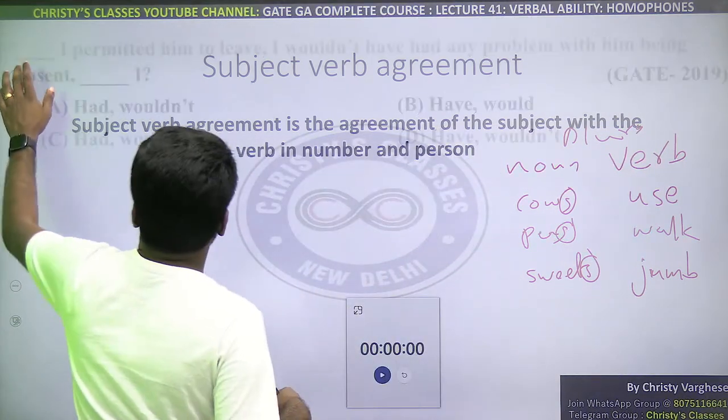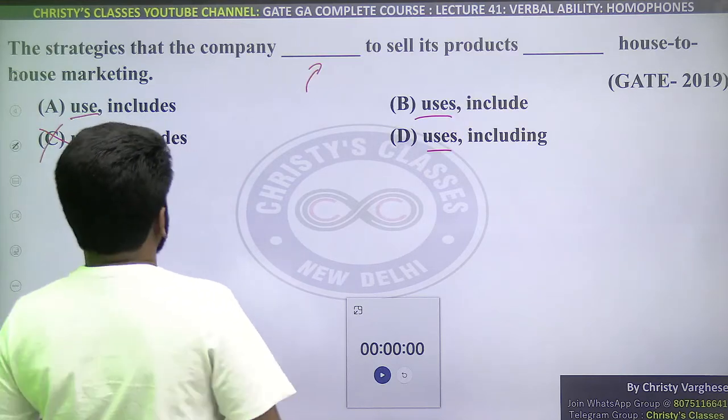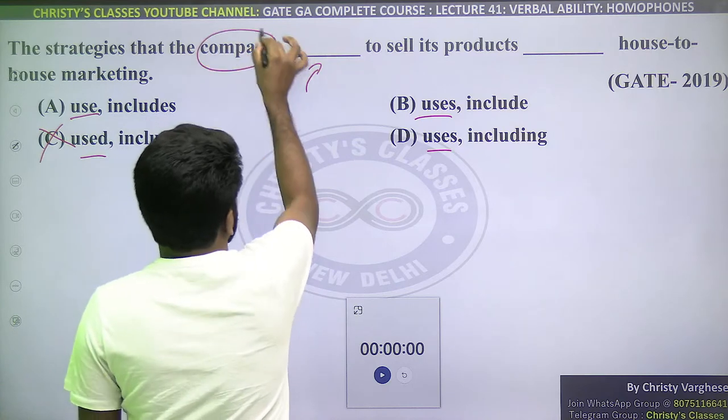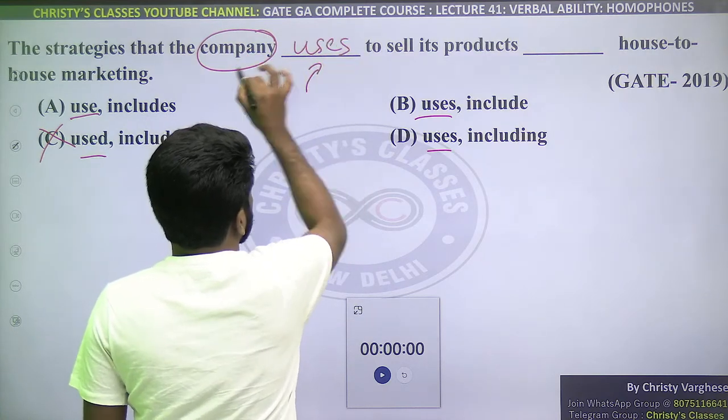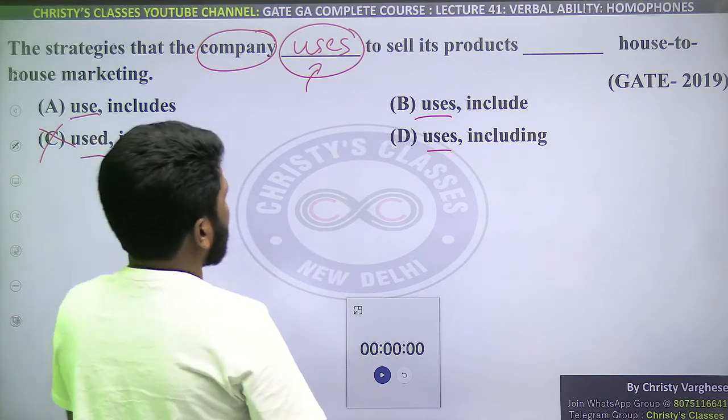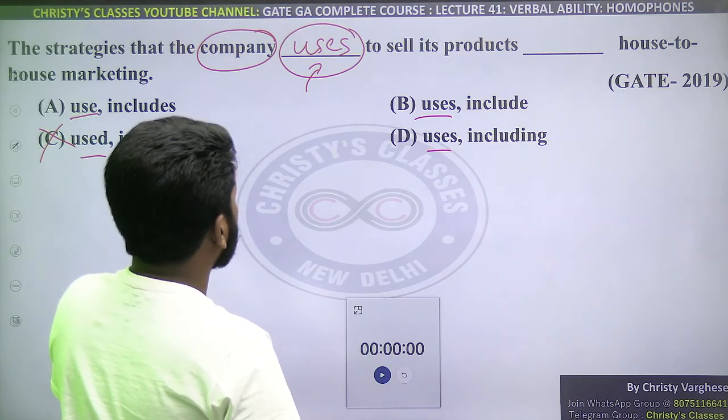So that is why we can easily answer this now. The strategies that the company uses, because company is singular, so the verb should be singular. Subject verb agreement. Singular is with S. So uses to sell its product.